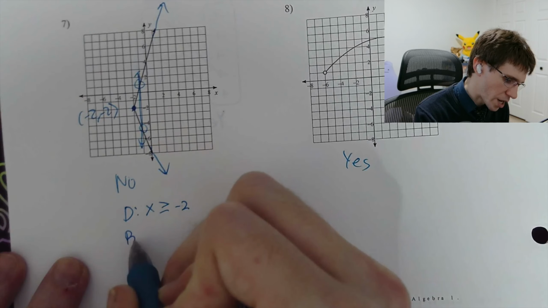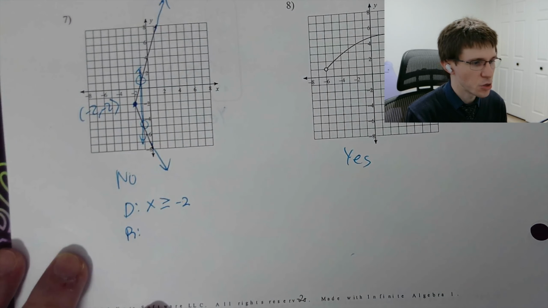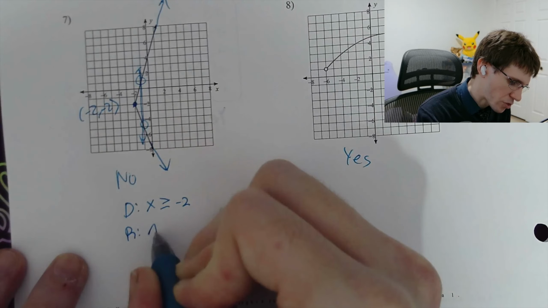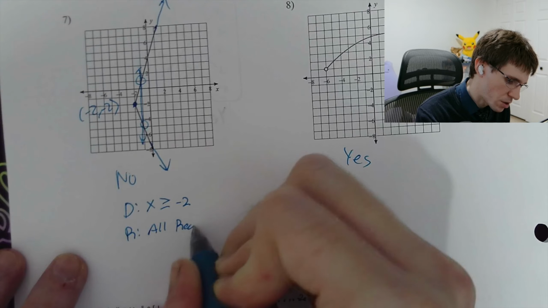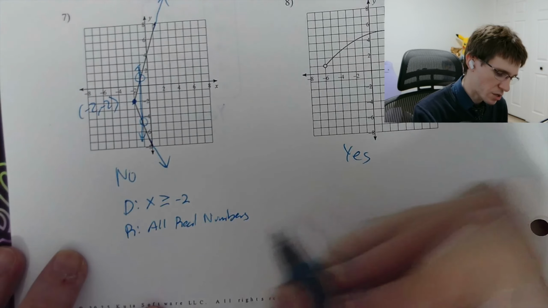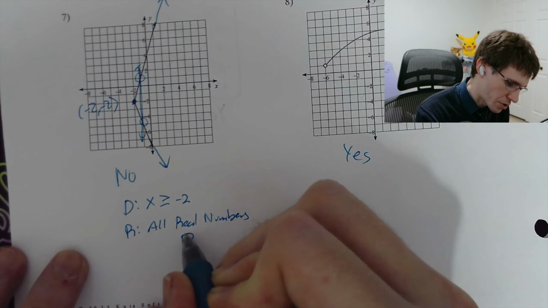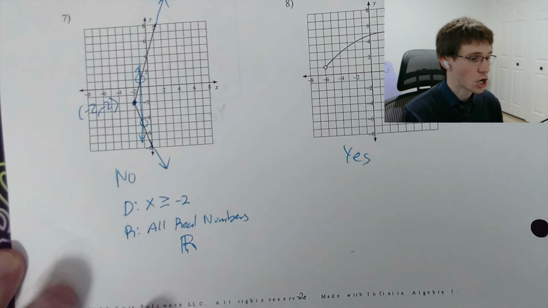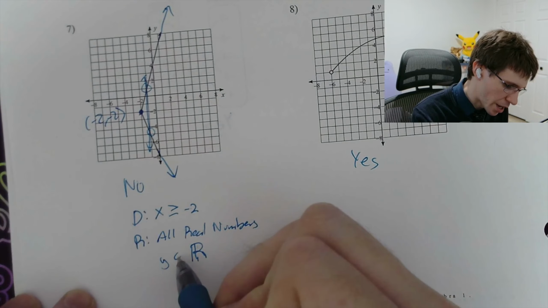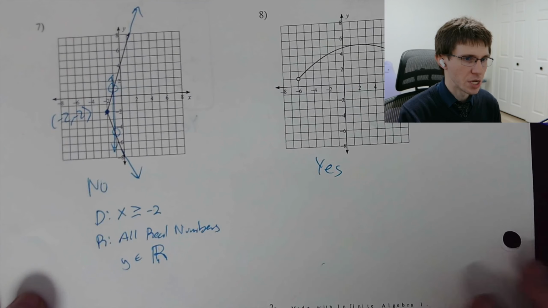Whereas for our range, we are going to say that y is a real number, and we'll simply write all real numbers. So we can either write the words out, all real numbers. That is what many students prefer to do. But if you want to be slightly fancy, then you write this R with the double bars like that, and that's going to mean all real numbers. And specifically, you'd say y is an element of all real numbers.